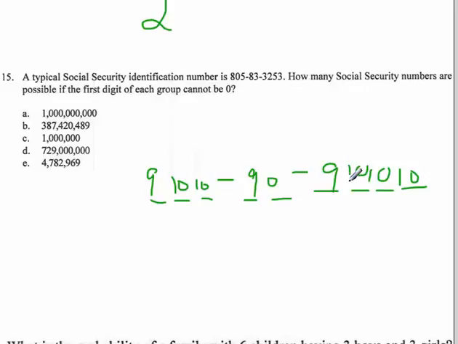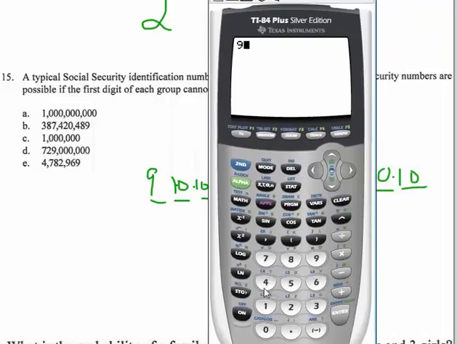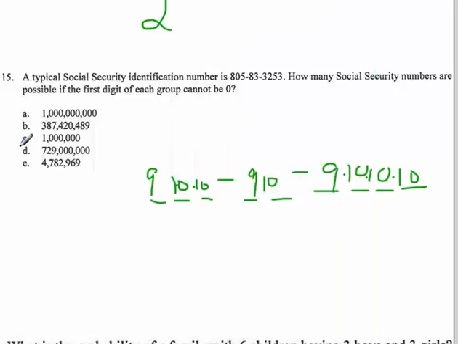Or you could just put the 10s in there. It's no biggie. And just multiply everything together using your handy dandy calculator. And you're going to end up with something really fantastic. But let's make sure we can see it. 900 times 90 times 9,000. And you end up with 729 million.